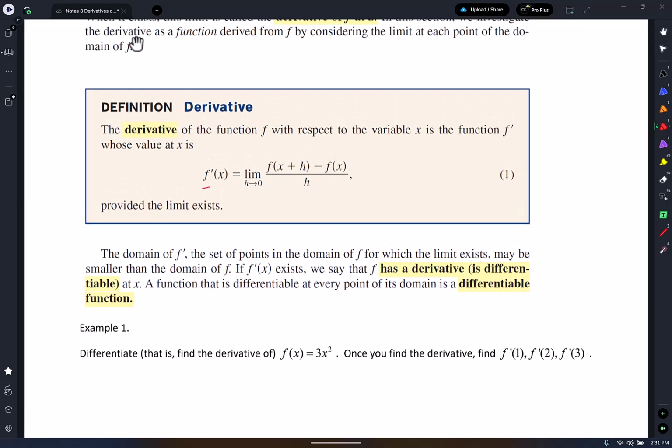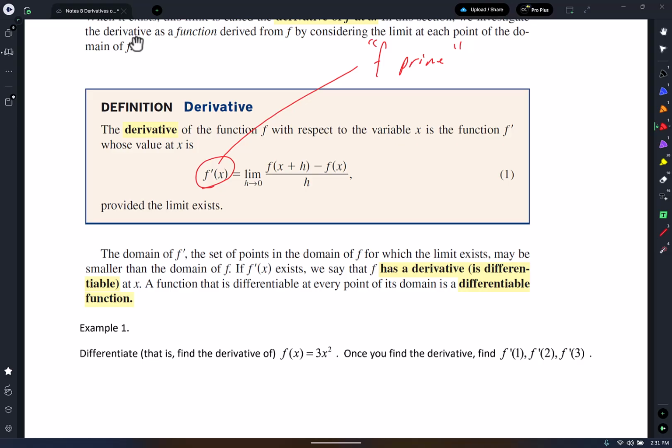By the way, what do you call this? You call this f prime. This is how you say f prime. What's the derivative of a cow? Prime rib. You know, because prime. That's how you say prime.